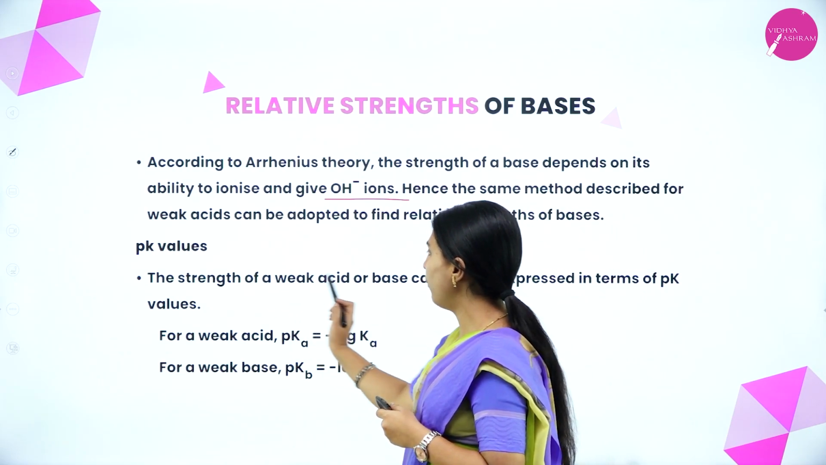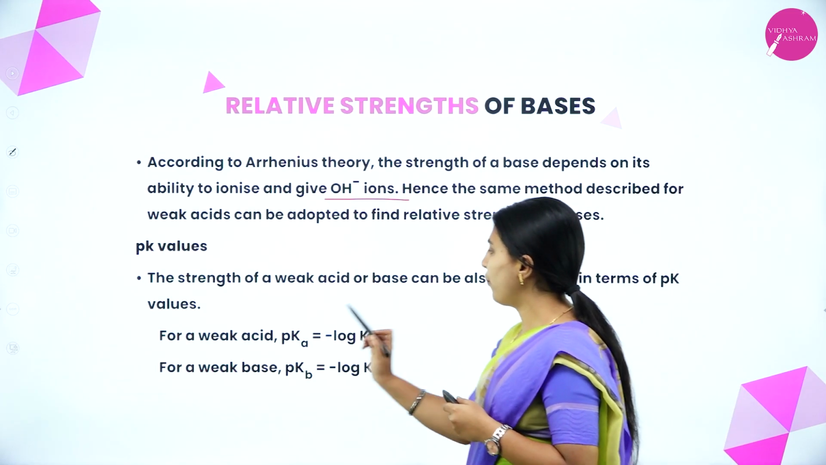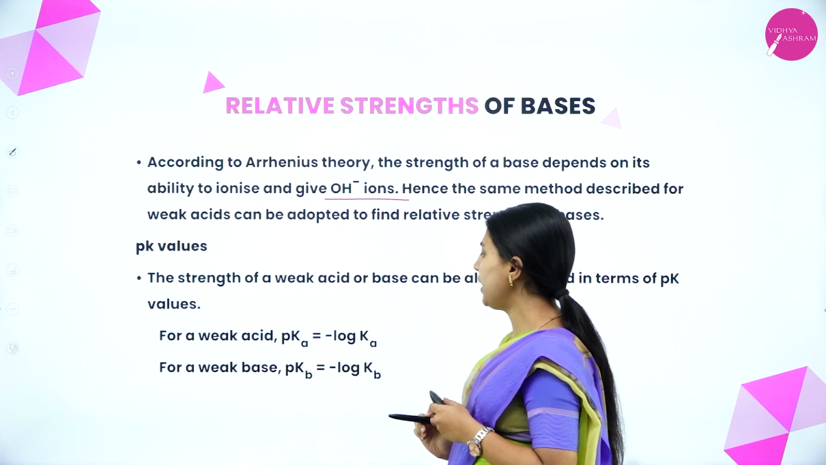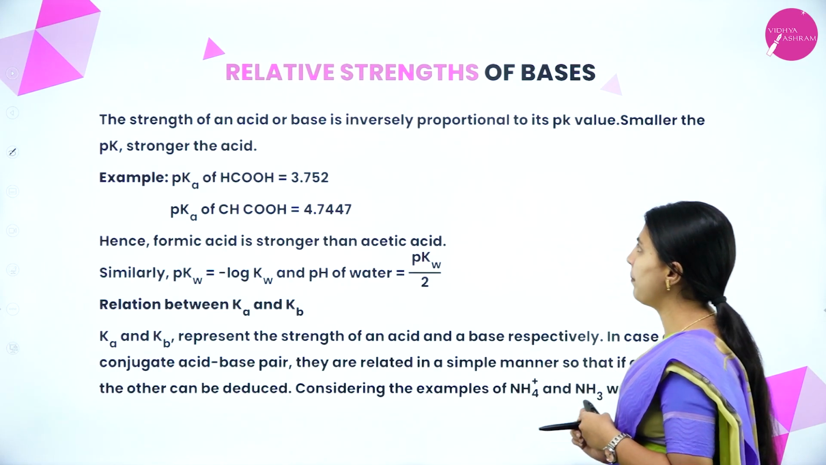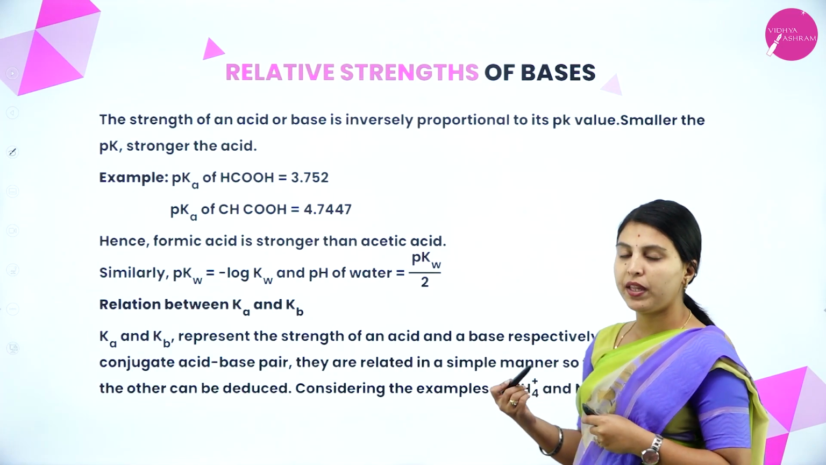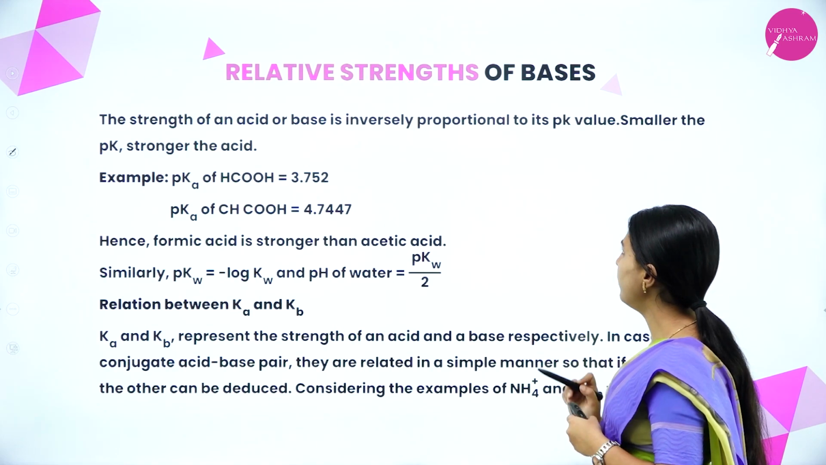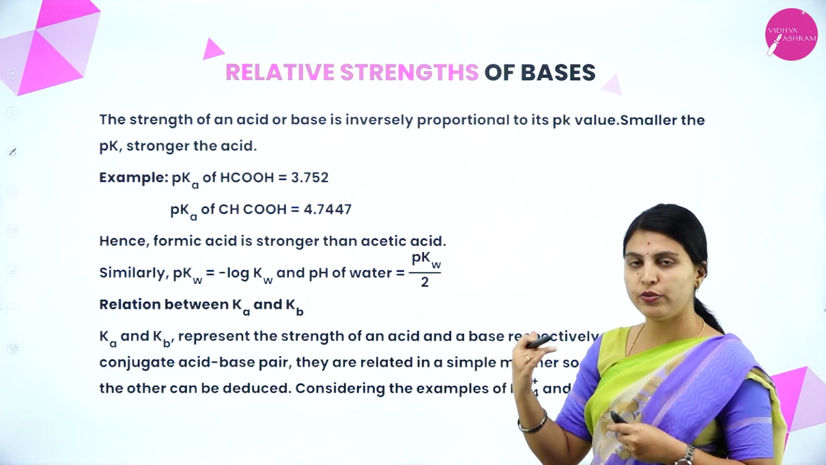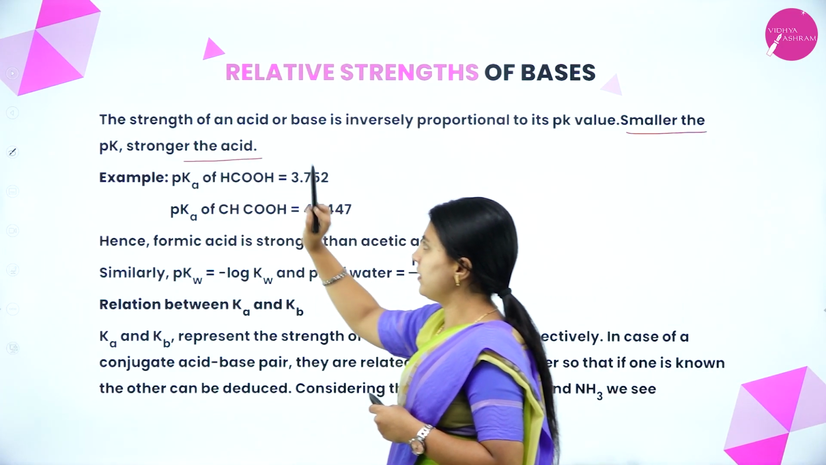pK values: the strength of a weak acid or weak base can also be expressed in terms of pK values. For a weak acid, pKa equals minus log Ka. For a weak base, pKb equals minus log Kb. The strength of an acid or a base is inversely proportional to its pK value. Smaller the pK, stronger the acid.